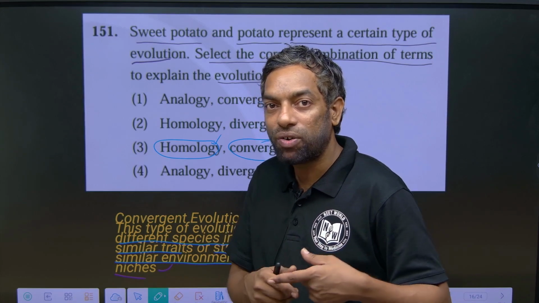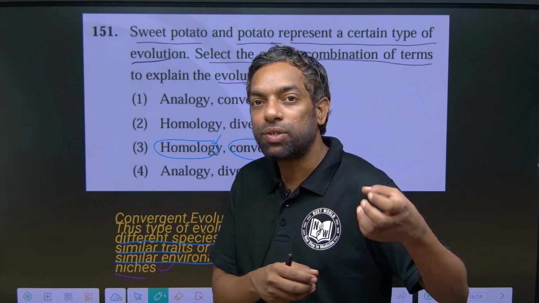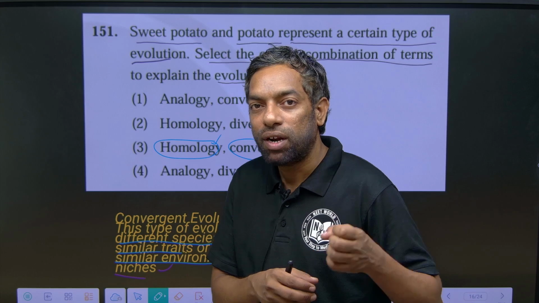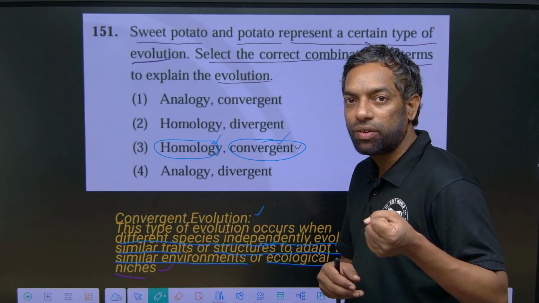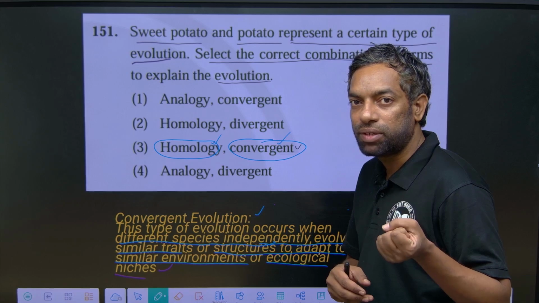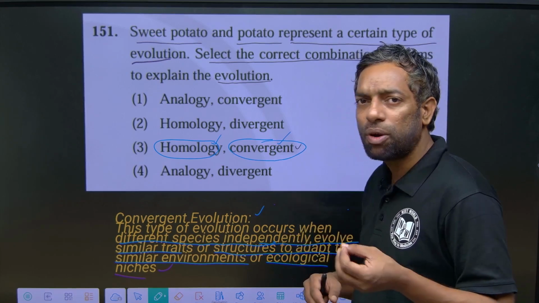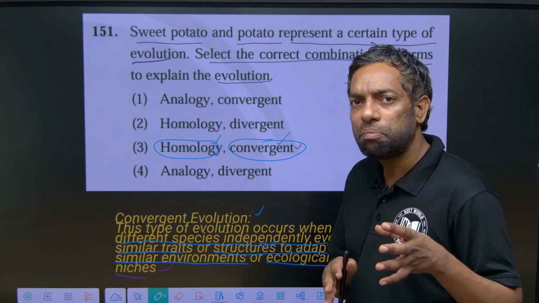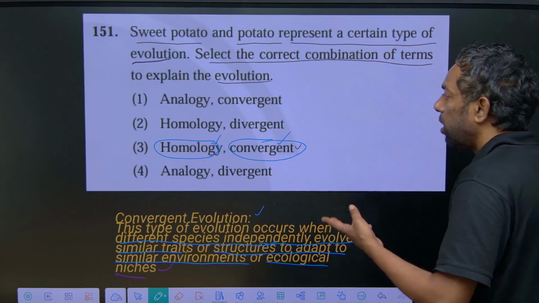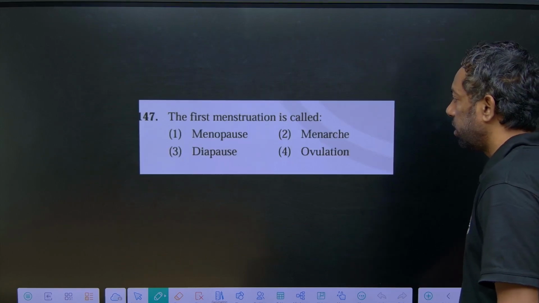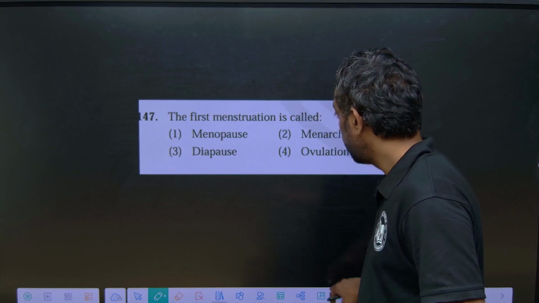Potato and sweet potato can store food in the form of buds and in their stems. There is a homology, meaning they are located in a particular environment. This is what the homology and convergent evolution is about. That is the evolution chapter.